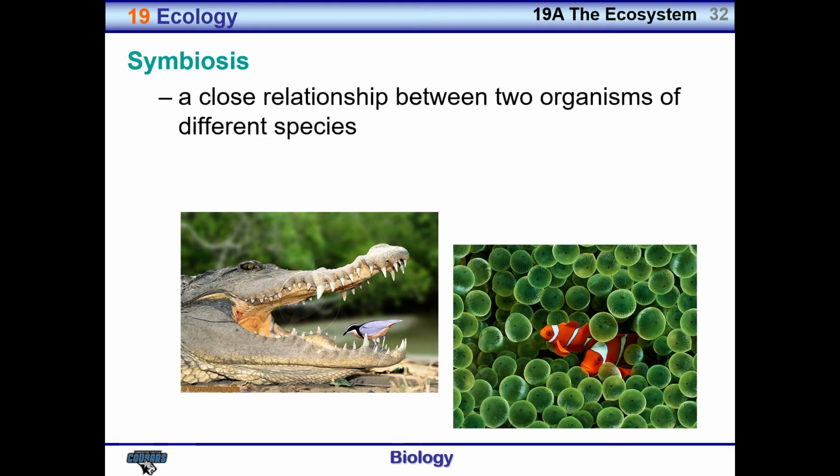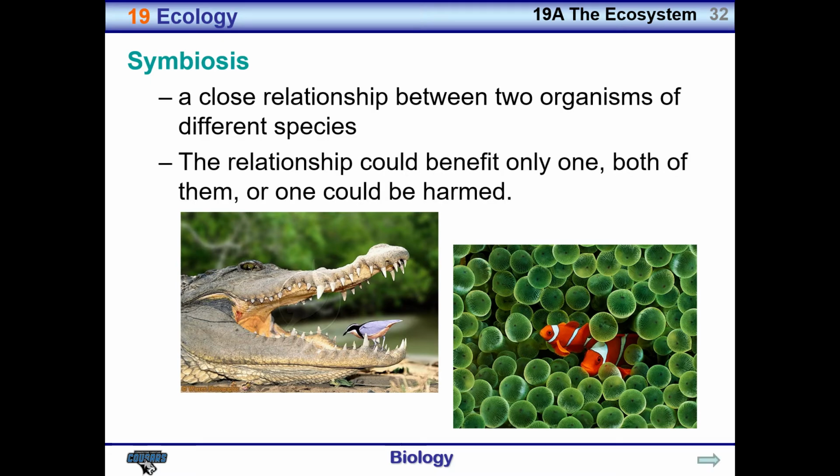Now, another term that comes up in this discussion often is symbiosis. It's a close relationship between two organisms that are of different species, and this relationship could benefit only one of them, or both of them, or even one could be harmed.